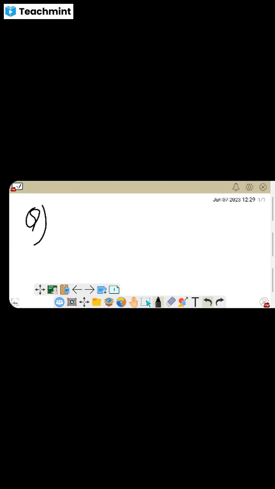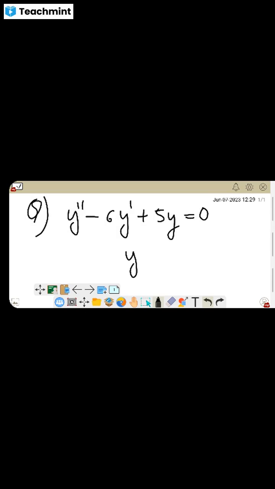We have y double dash minus 6y dash plus 5y is equal to 0. Y double dash is equal to d square y over dx square, the second order derivative, and y dash means the first order derivative.